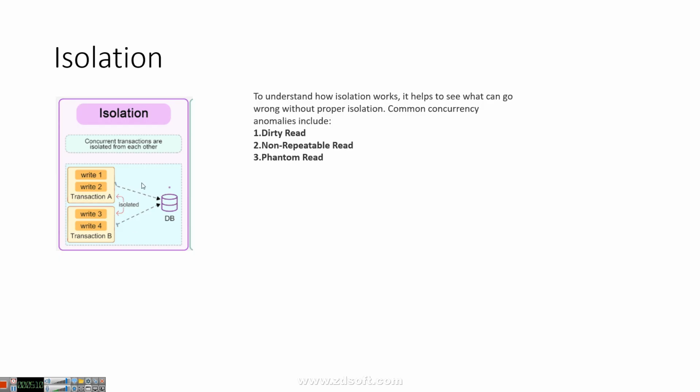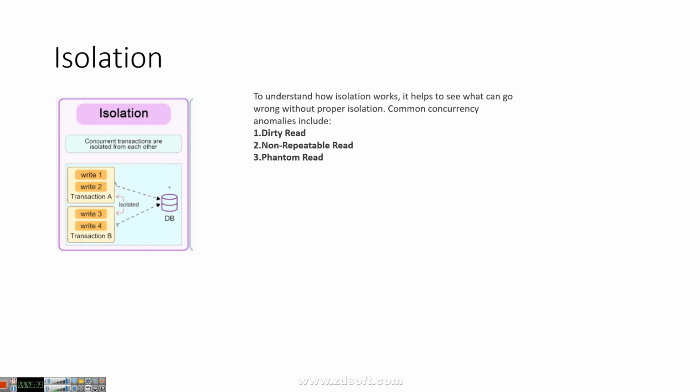But let's say if the isolation is not maintained, then it may result in three concurrency anomalies. First one is dirty read, second one is non-repeatable read, and third one is phantom read. Dirty read is like, let's say transaction A reads the data that transaction B has modified but not yet committed, and let's say then transaction B rolls back, then transaction A ends up holding an invalid or dirty value that never truly existed in the committed state.